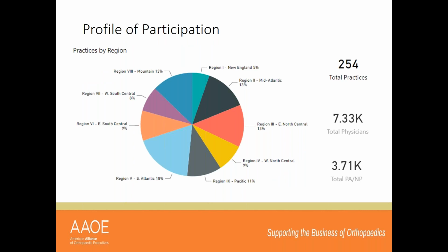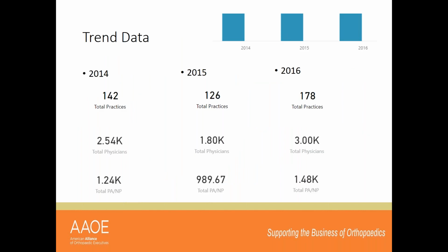And here is the regions. So again, one of the things we focus on is every market's unique based on the region. The West Coast is different than the East Coast and the Midwest. So you're able to filter down to your region level. This kind of shows a representation. And again, we have practices from everywhere, including Alaska, in this survey.